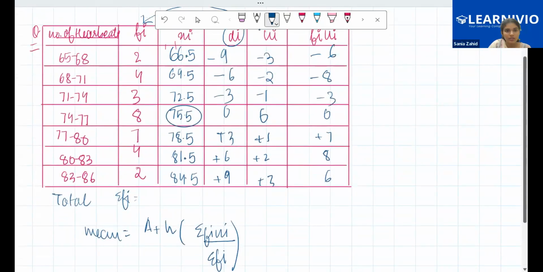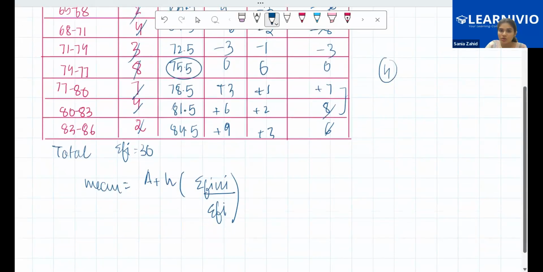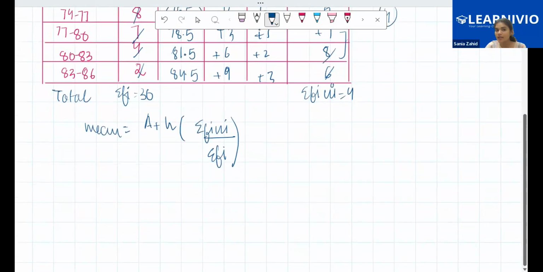Calculate all these values. You add 7 plus 3 gives you 10, 20, 24, 28 and 30. Right? So you write 30 over here. Now calculate this value. See, -6 and +6 cancel out. Right? +7 and +8 and -8 also cancel out. Now you have +7 and -3. That gives you 4. So what is the summation of FiUi? 4.